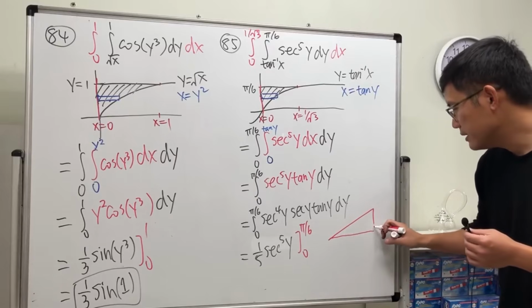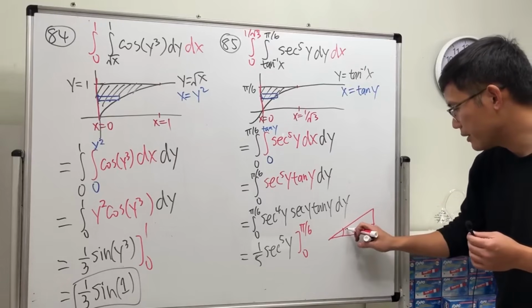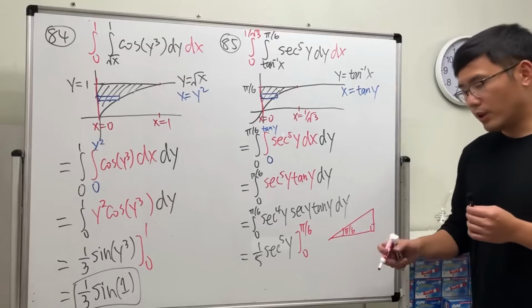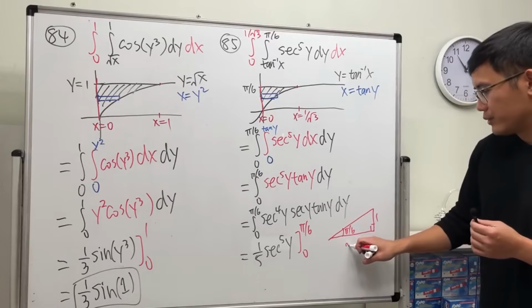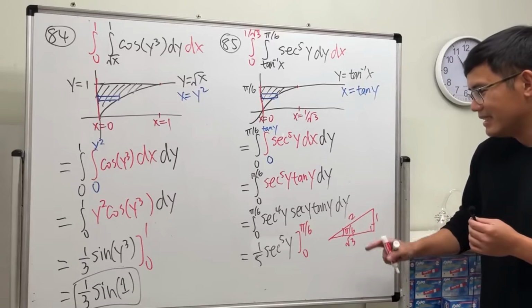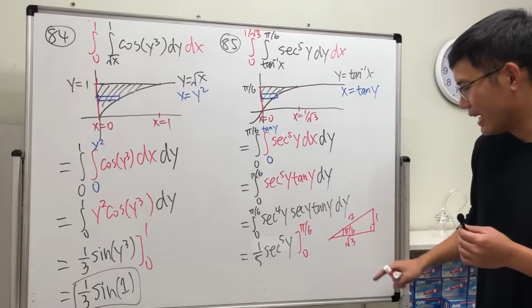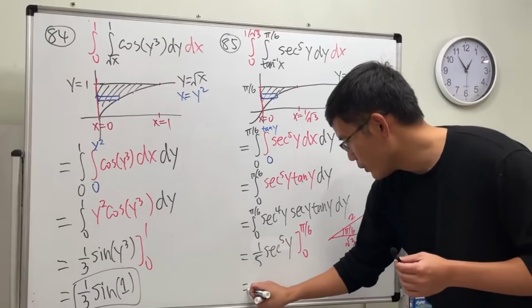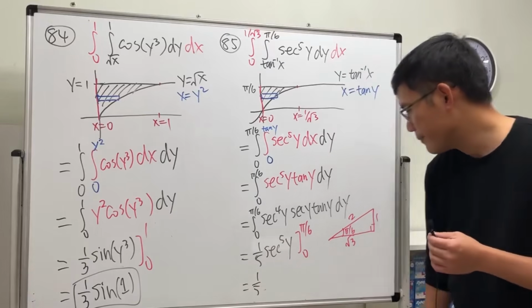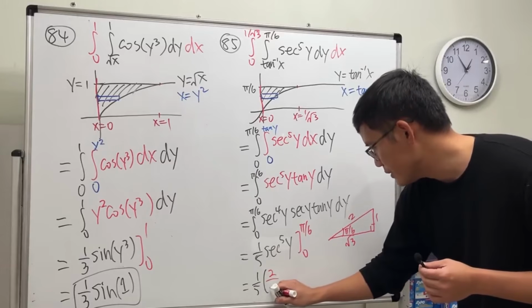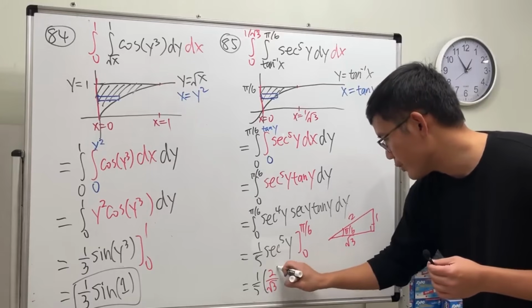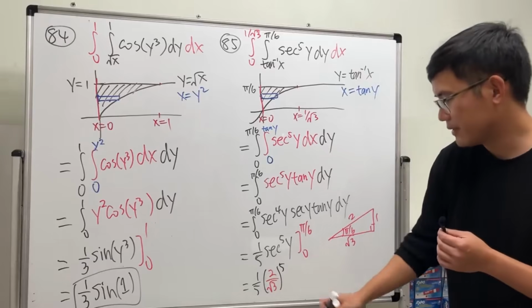Pi over 6 is 30 degrees right here. And then we will have 1, square root of 3, and 2. And secant is this over that. So we are going to get 1 over 5, and then 2 over square root of 3 to the 5th power. That's the first term, yeah?